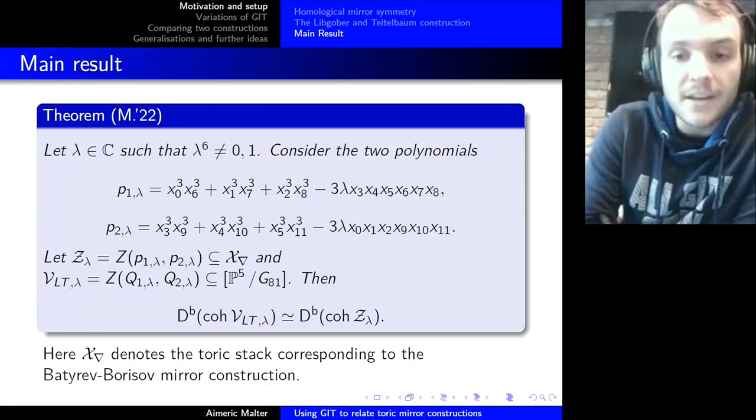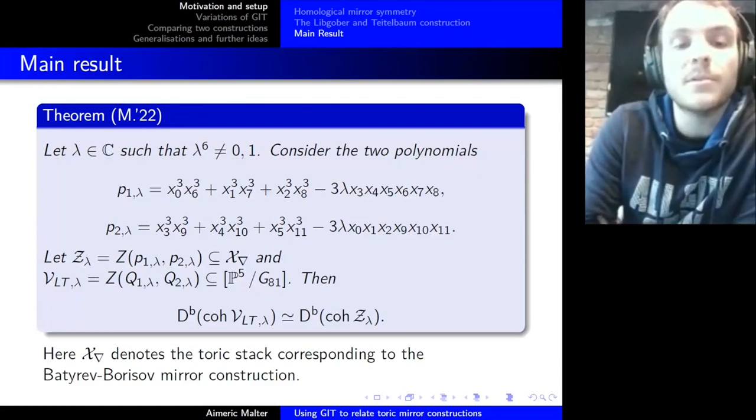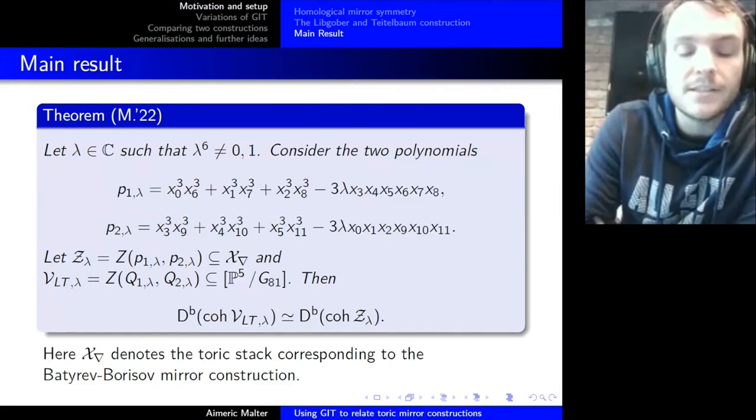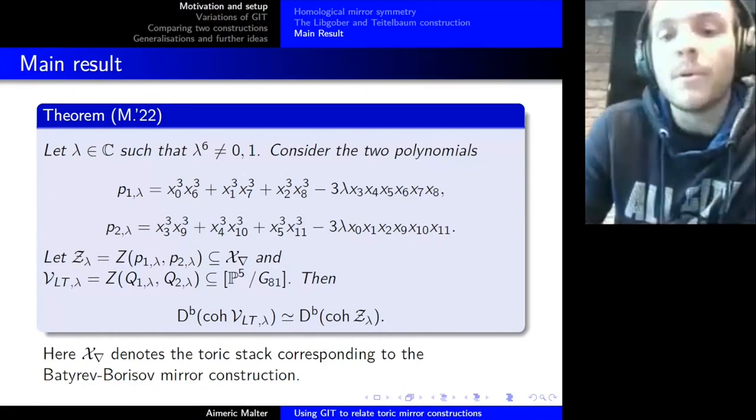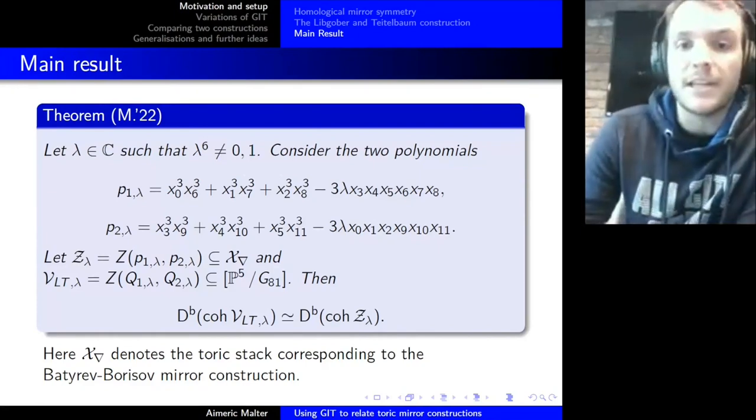Well, we don't take the entire pencil of possible polynomials. We exclude a couple of cases, but otherwise, in the stacky world, we have a derived equivalence between the two mirror constructions. Right. But more important than the result is how we get there.